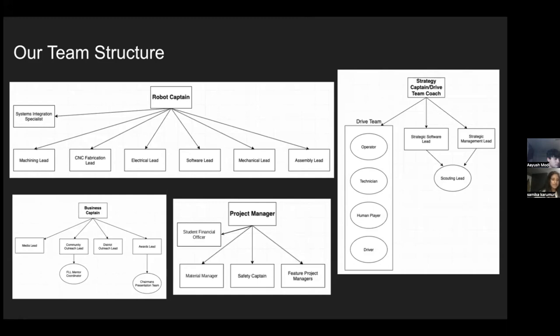Why are we showing you guys this? Well, what we want you to take away is that we want to make sure that our team is organized so that we're able to have an effectively run team by leading from behind. And this is something that is very critical to project management as a whole.